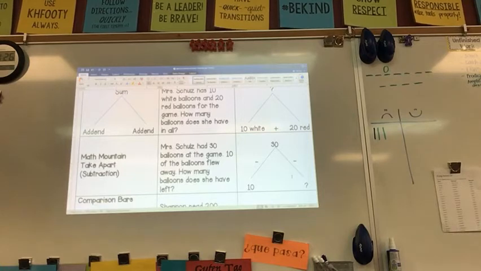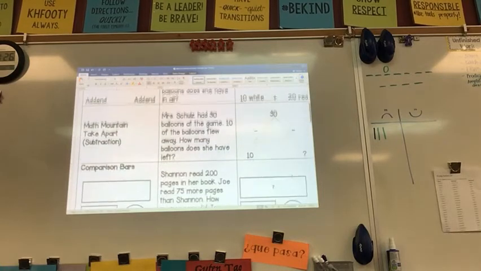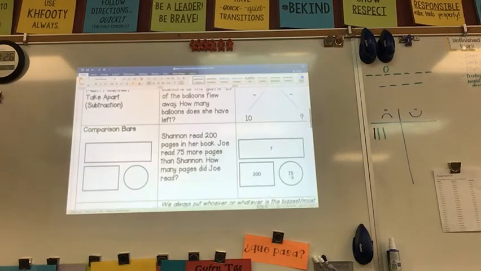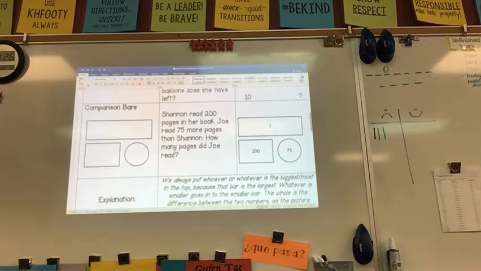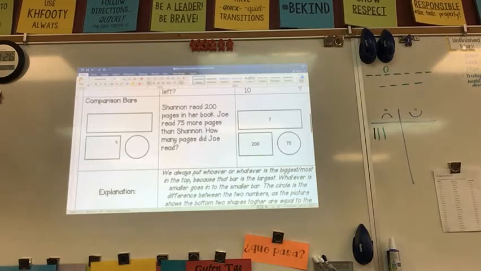Okay? Next, problem type. These are comparison bars. Finger on your nose if you have read or used comparison bars before. Aha, so we're gonna review.